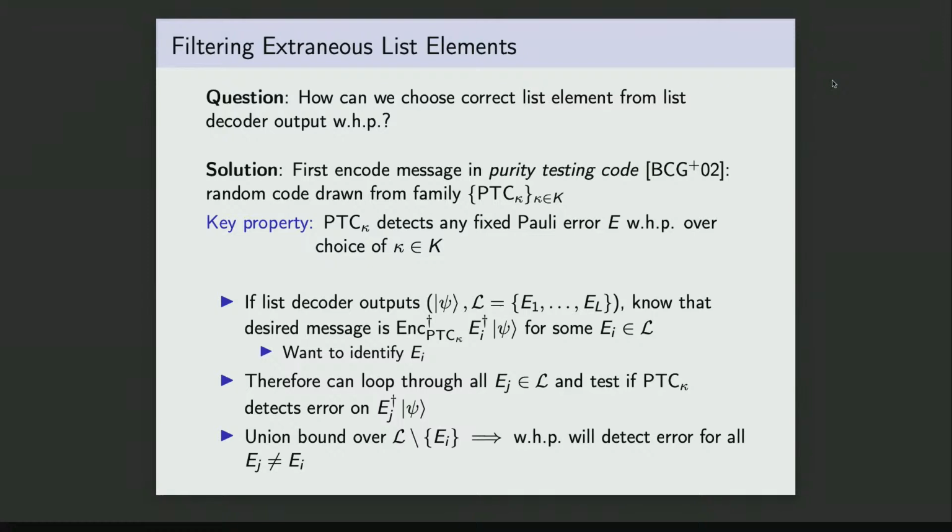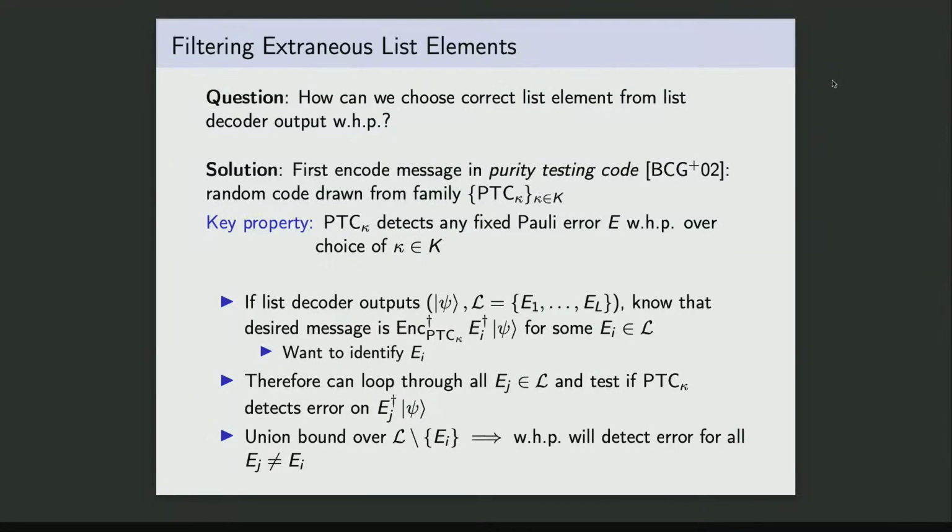And by this PTC property, we can literally just loop through all the errors in the list and test if the PTC detects an error. So try inverting that error, test if the PTC detects an error. If it does detect an error, then we assume it's the true error. If it doesn't detect an error, we unapply that error and move on. And by a union bound over the list, because the list is small, polynomial sized, with high probability the PTC will detect all the extraneous errors.